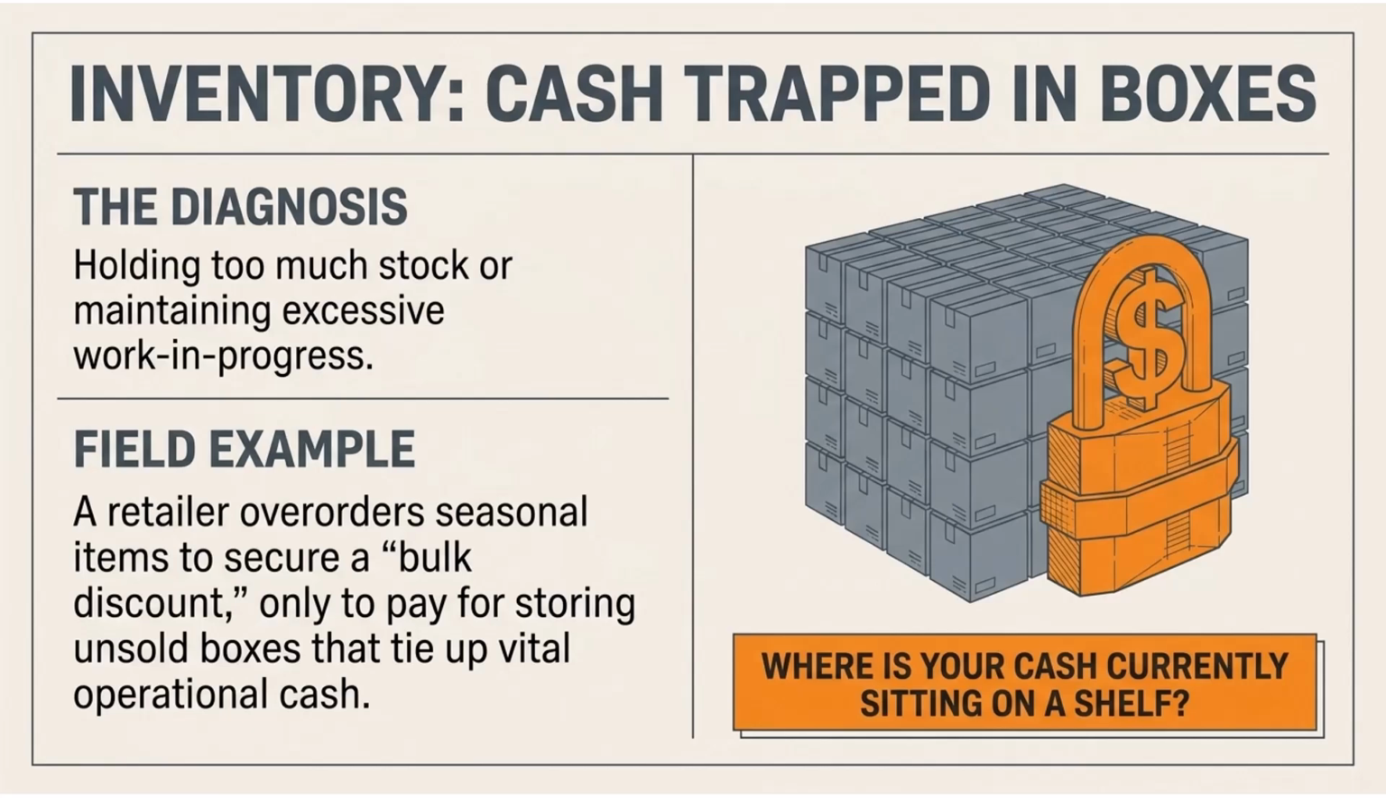So in this one, a retailer overorders seasonal items to secure a bulk discount, only to pay for storing unsold boxes that tie up vital operational cash. So whenever you're looking at your processes, think about, where am I seeing excess inventory? And I would also have that as a KPI within your business, how much inventory you're currently holding, so that we can monitor this properly.